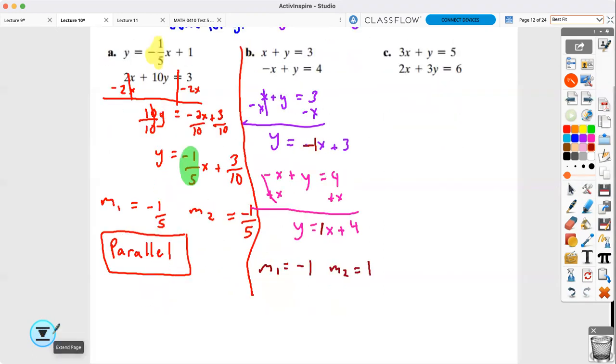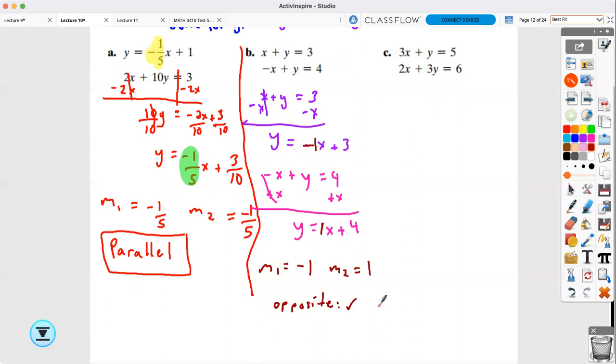So they can't be parallel because they're not the same. Now, are they opposite reciprocals is the question. First we ask, are they opposites? Is one negative, one positive? So yes, they're opposites. That's good so far.